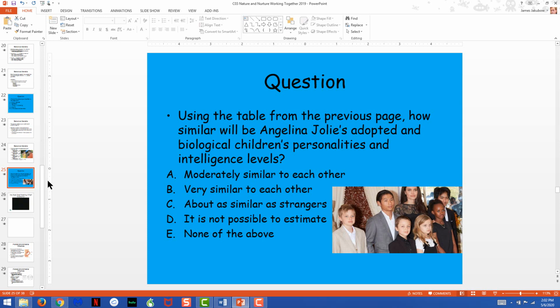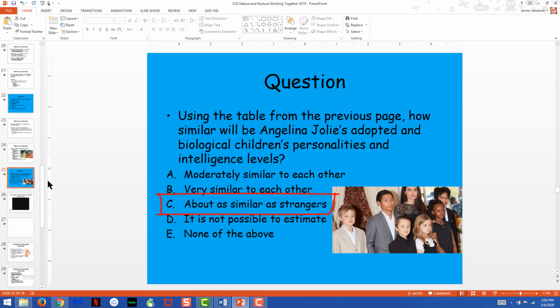So let's take a look at a question like this, where you're dealing with a family that has a large group of adoptees and parental children living in it as well. So using the table that we just looked at from the previous page, how similar will be Angelina Jolie's adopted and biological children's personalities and intelligence levels? And the answer there is C, about as similar as strangers.